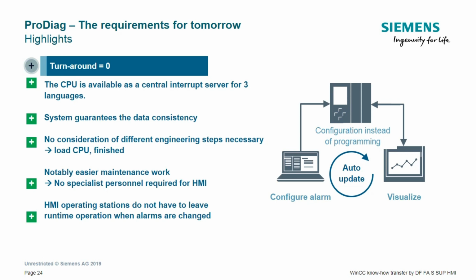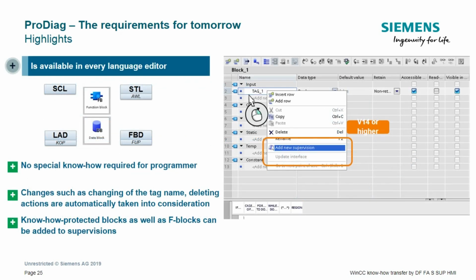Okay. When we talk about ProDiag, we always talk about so-called supervisions, because we supervise either one specific tag or one specific input of your FB interface or of your data block. It is also supported in all the languages, and there's really no scripting know-how required regarding the languages of your function block programming and other scripting as well. It's actually just typing in the parameters like in a configuration wizard. It's not more to do.